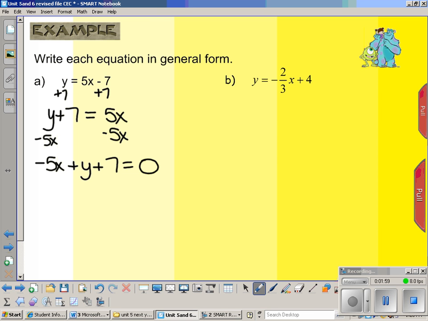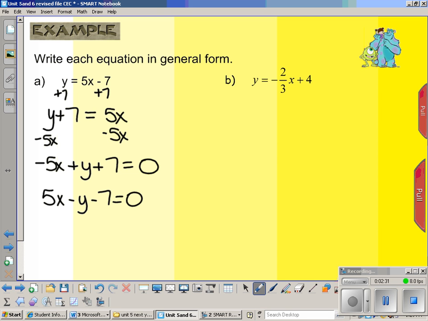Is a positive? And a is the number that is with the x. The answer here is no. So we need to make that negative 5 into a positive 5. We can think about it as either multiplying every term by negative 1 or dividing every term by negative 1. Either way, you are ultimately going to change each sign. And now we have our equation in general form.